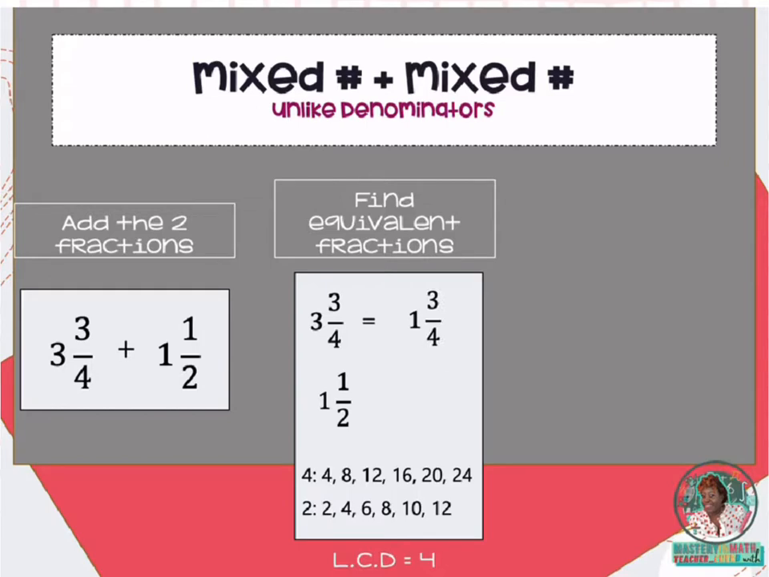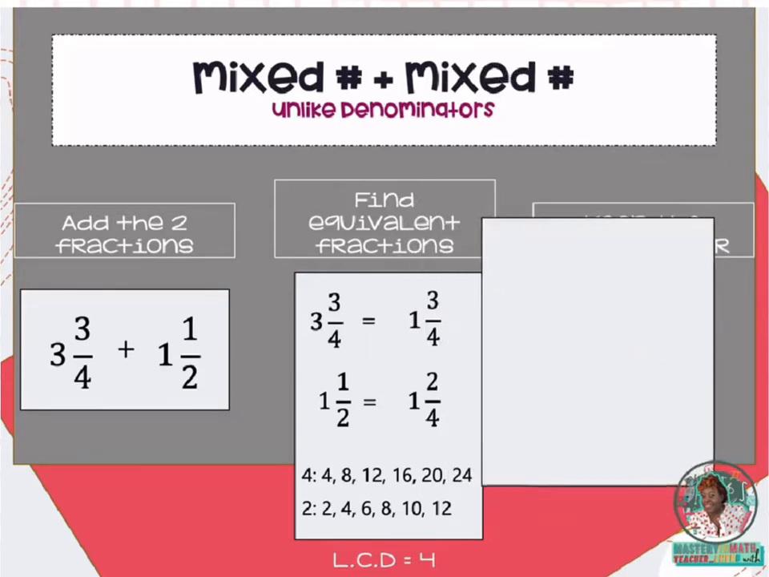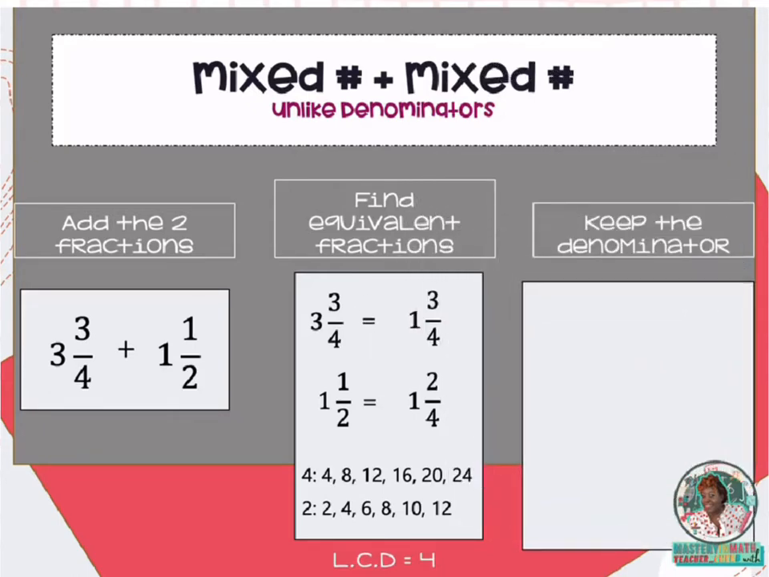3/4 is the same thing as 3/4. 1/2 is the same thing as 2/4. Now that our denominators are the same, we are going to add them by keeping your denominator and adding your numerator. 3 plus 2 is equal to 5. And we have 5/4. 5/4 is the same thing as 1 and 1/4.